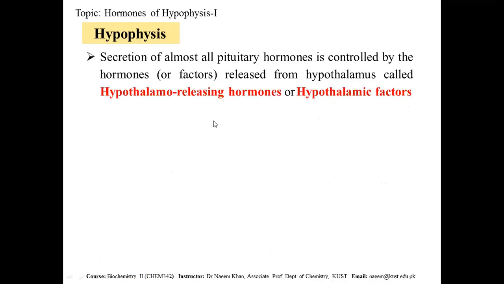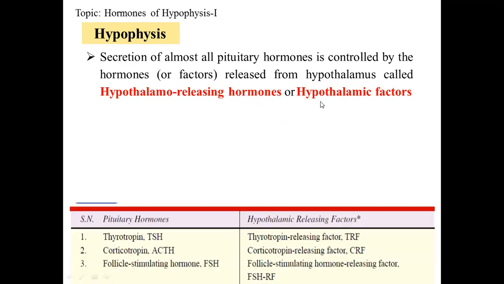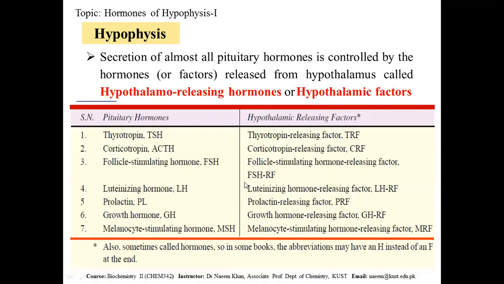Secretion of almost all pituitary hormones is controlled by the hormones or factors released by the hypothalamus. All secretions of the hypophysis are under the control of factors or hormones released by the hypothalamus, and that's why they are called hypothalamus releasing hormones or hypothalamic factors. Here we can see the important factors from the hypothalamus which control the secretion of pituitary hormones.